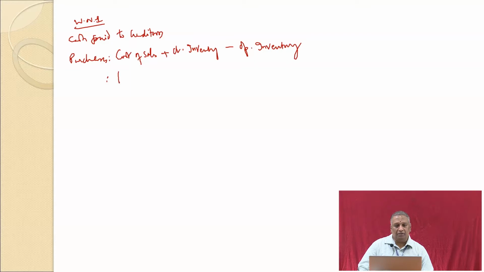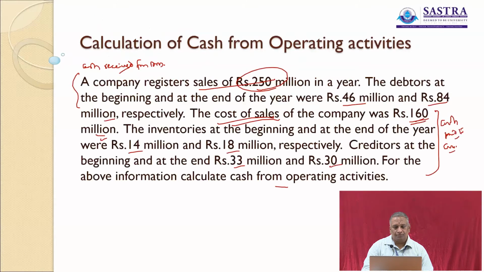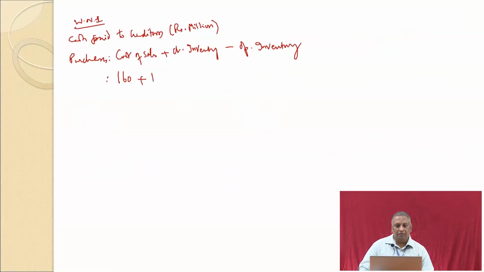So cost of sales is 160 million rupees, plus closing inventory given in the question, 18 million, minus opening inventory, 14 million. So the difference is 4 million to be added. So 164 million rupees is your purchases.